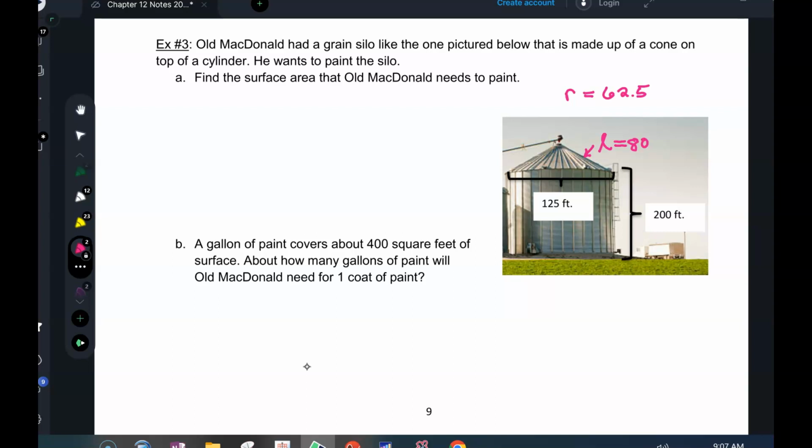So on my test, can I just make up numbers? Well, no, because on the test, there's always enough information. I'm just realizing that there wasn't enough information for this example.